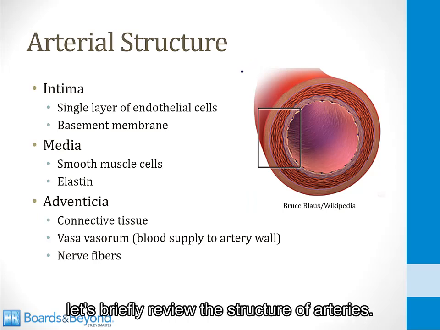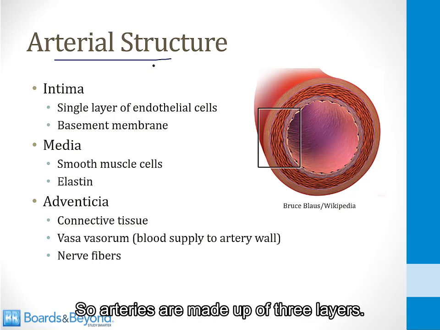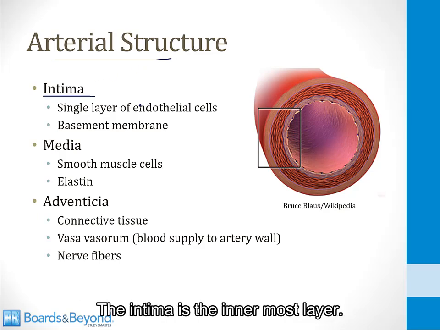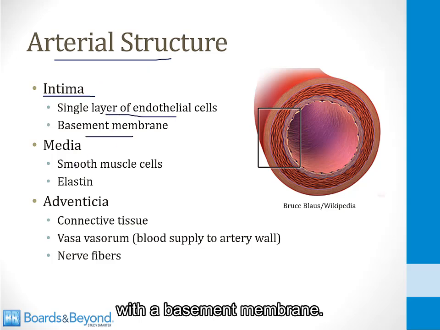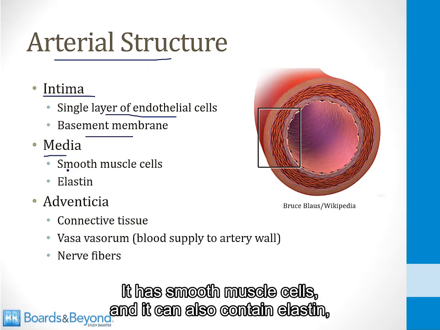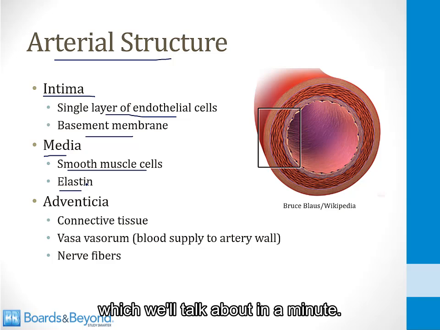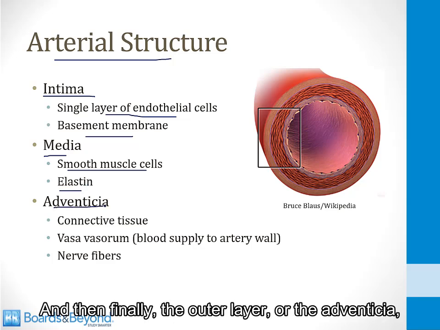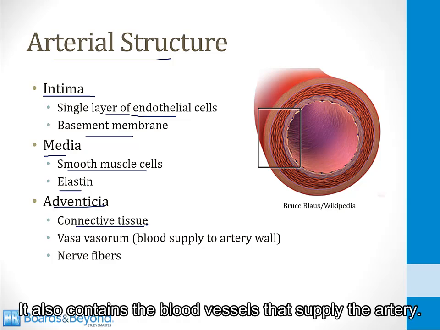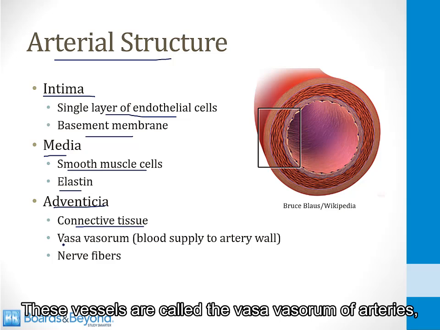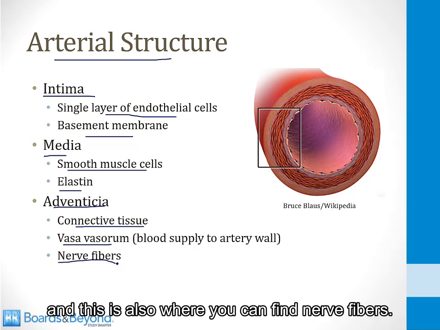Before we go any further, let's briefly review the structure of arteries. So arteries are made up of three layers. The intima is the innermost layer. It's a single layer of endothelial cells with a basement membrane. The media is the middle layer. It has smooth muscle cells, and it can also contain elastin, which we'll talk about in a minute. And then finally, the outer layer, or the adventitia, contains connective tissue. It also contains the blood vessels that supply the artery. These vessels are called the vasa vasorum of arteries, and this is also where you can find nerve fibers.